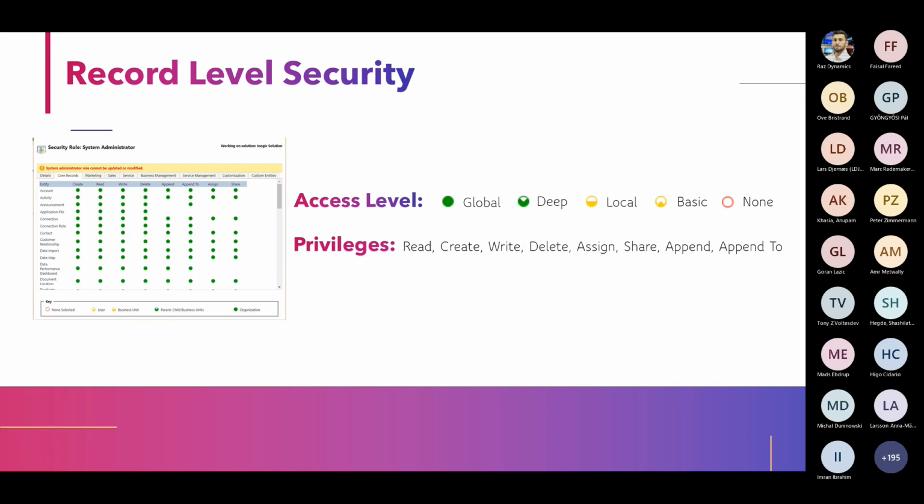In deep, basically it is parent-child. So in the parent-child level you can access the information of your business unit and all your subsidiary business units as well. In the local level you can have access to your business unit data only. In the basic level you have access to your own data, which is created by you only. And none basically means you don't have access to any data. So this is basically the access level and this is the privilege. Based on that you can provide the record level security in Dynamics 365.